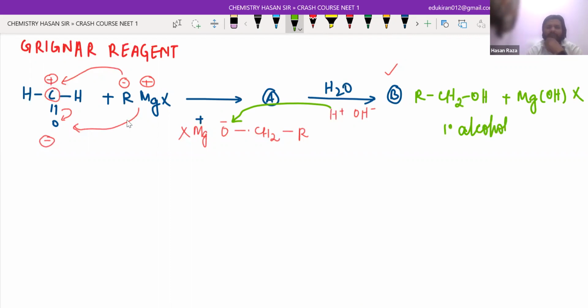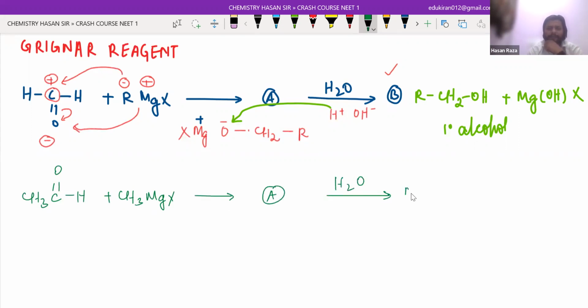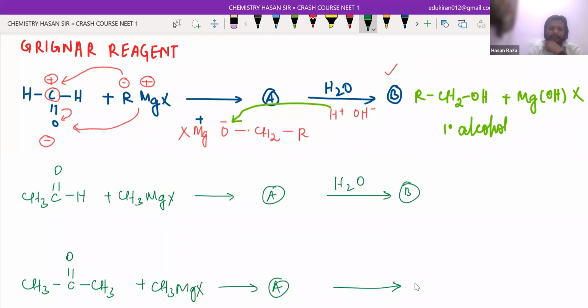So all I want to say, after two more reactions, if you are going to react this with CH3CHO, please do this reaction as well as this reaction with ketone, and name the product B directly.